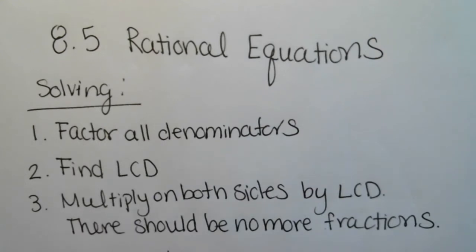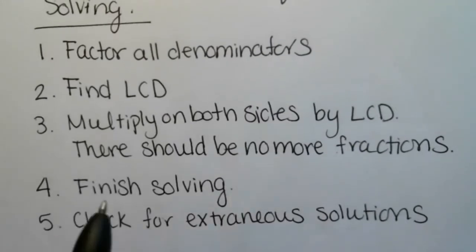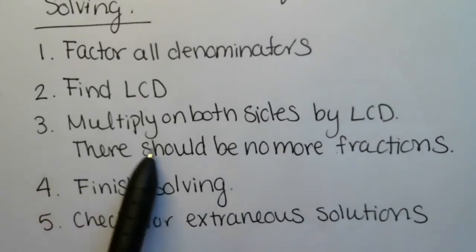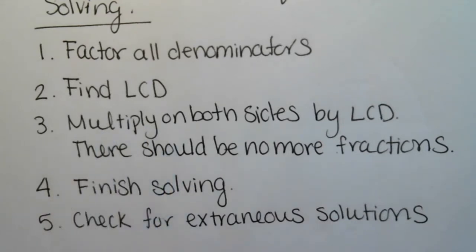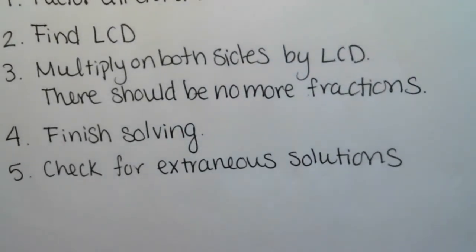Okay, we are going to factor all the denominators, and the reason that we're doing that is to find the LCD. Then we're going to multiply by the LCD on both sides, and this should clear away all of the denominators. That's the point of this method. Once there's no more fractions, then you can finish solving the equation using whatever technique it requires. And we do need to check for extraneous solutions, and we'll talk about how to check for those quickly when we look at an example.